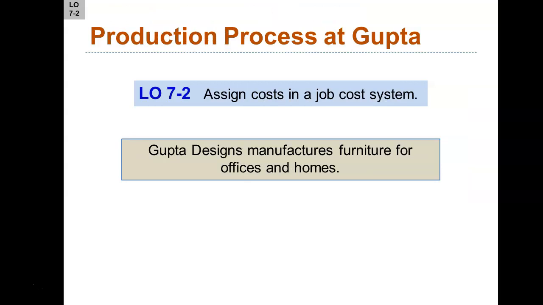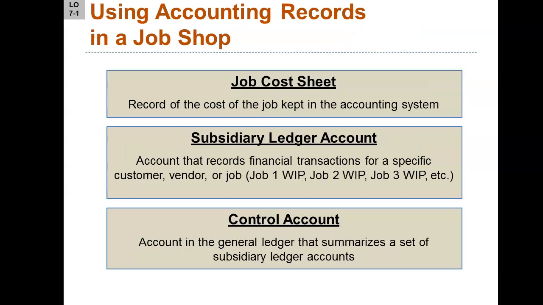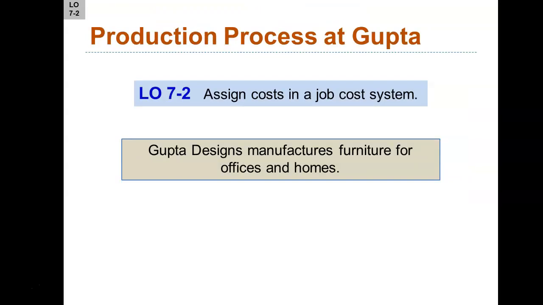So let's talk about that. So again, you need to know when there's a job, you're going to have to make sure that the job is going to be on a job sheet. You're going to have to set up a subsidiary account to collect those costs. And then we're going to have some method by which to summarize those costs.